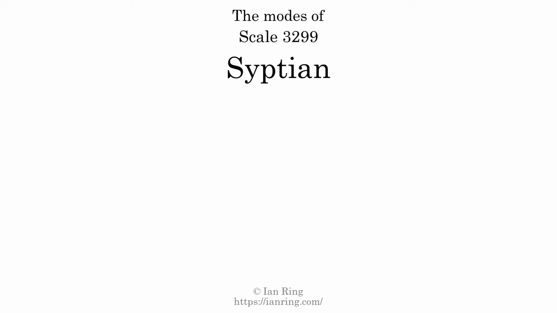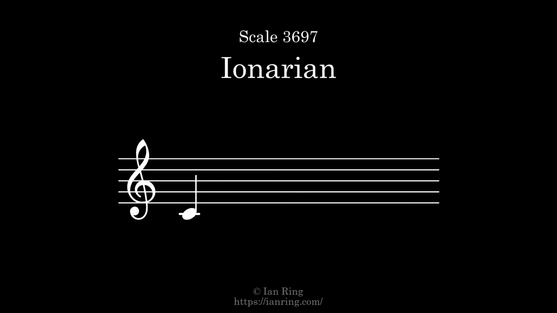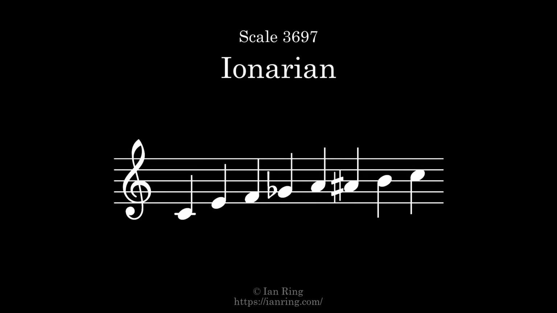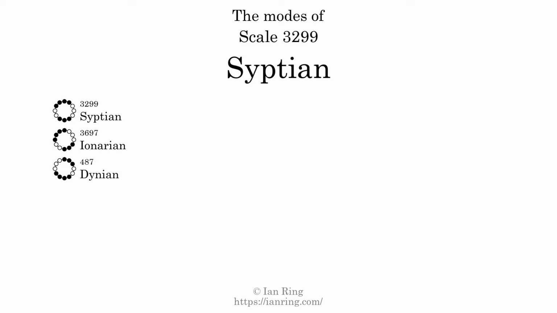This scale has 7 modes. The first mode is itself. The second mode is scale 3697, also known as Ionarian. It sounds like this. The third mode is scale 487, also known as Dynian. It sounds like this.